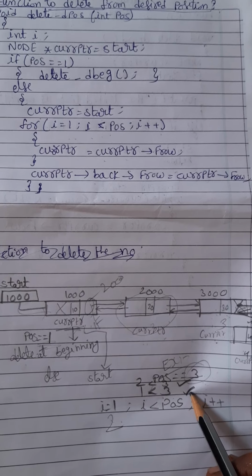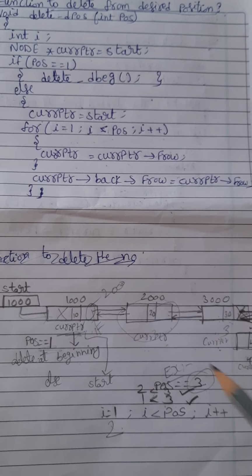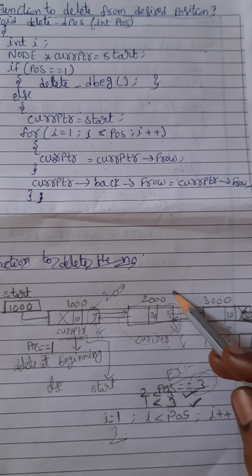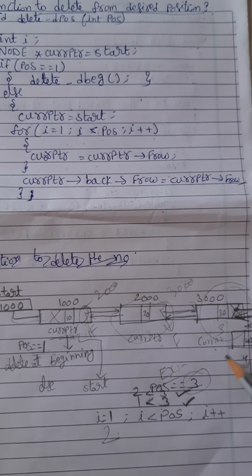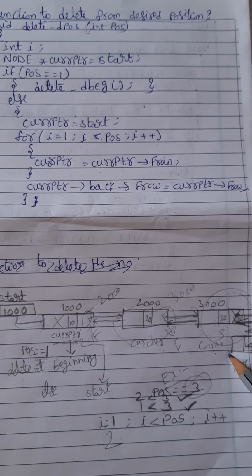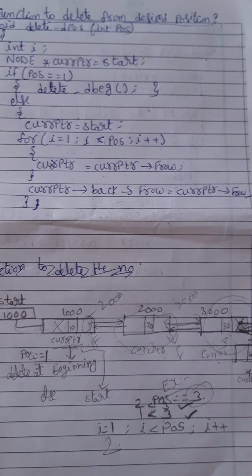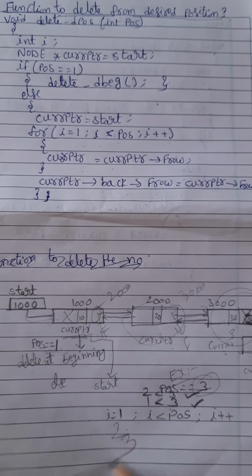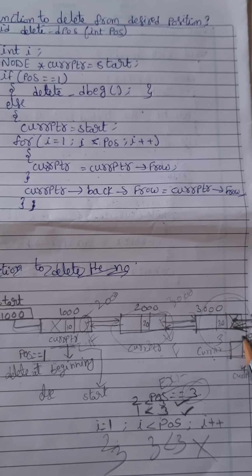If the condition is true, again current pointer equal to current pointer to fro. This is the current pointer equal to current pointer to fro. Here it contains the 2000 address. It will move to the next node. Again, we have moved to the next node, and again I value gets incremented. Here I will become 3. 3 less than 3, the condition is wrong. So we have stopped here.